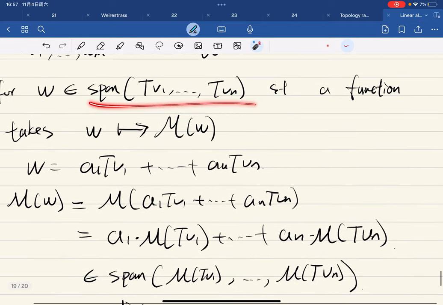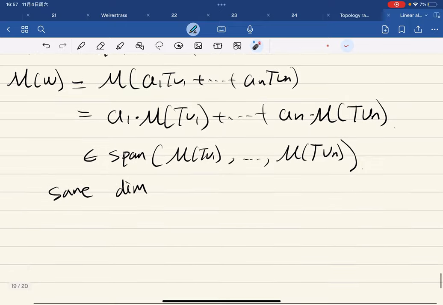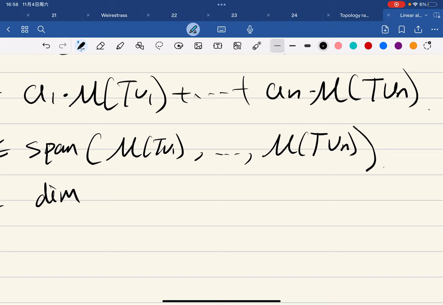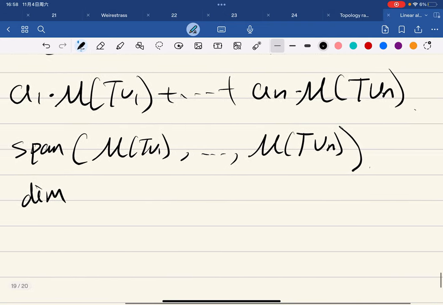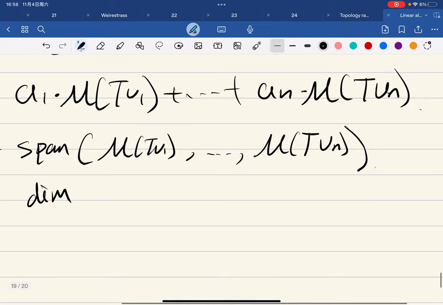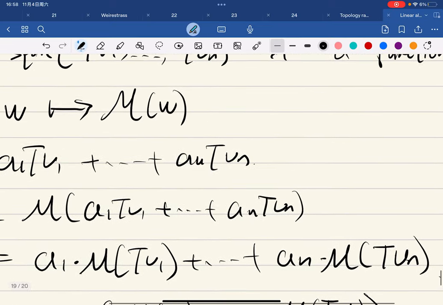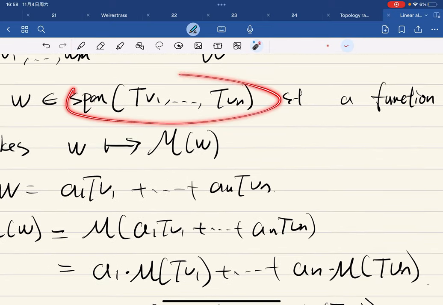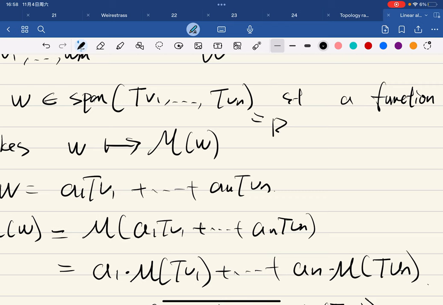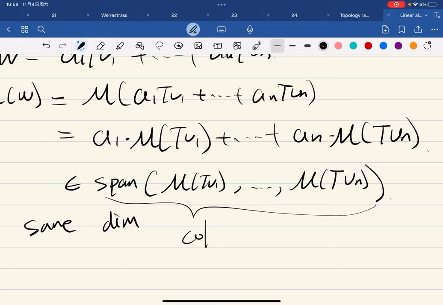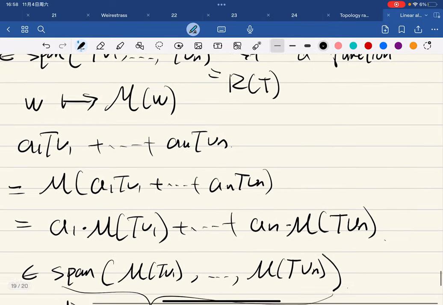So this has the same dimension. But the dimension of this is the column rank of the matrix of T. And also this is the range of T. This is the range of T, and this is the column rank of the matrix of T.